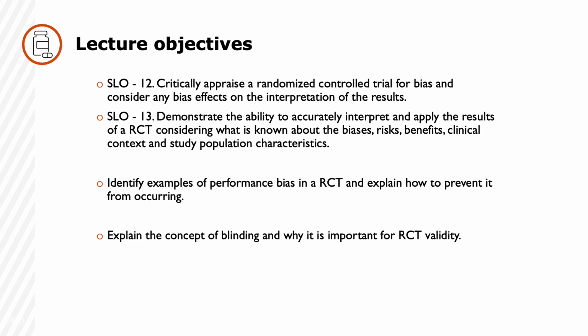Also, identify examples of performance bias in a randomized control trial and explain how to prevent it from occurring. Finally, explain the concept of blinding and why it is important for RCT validity.